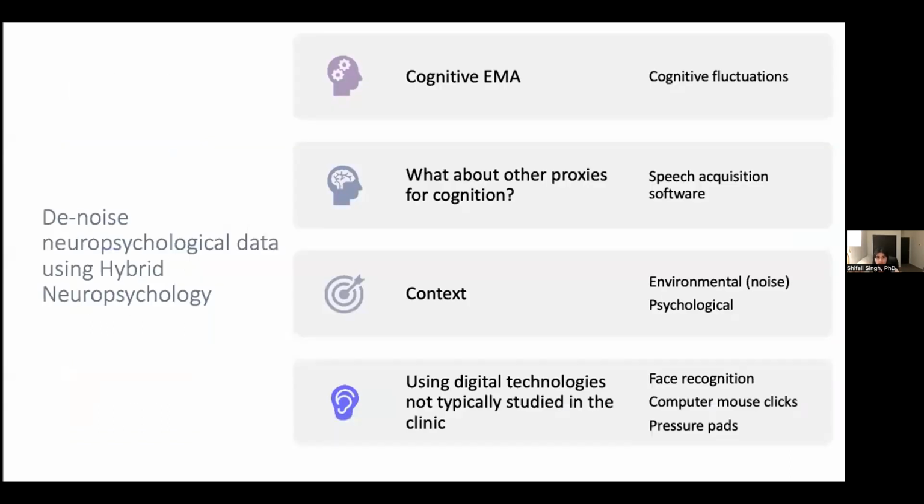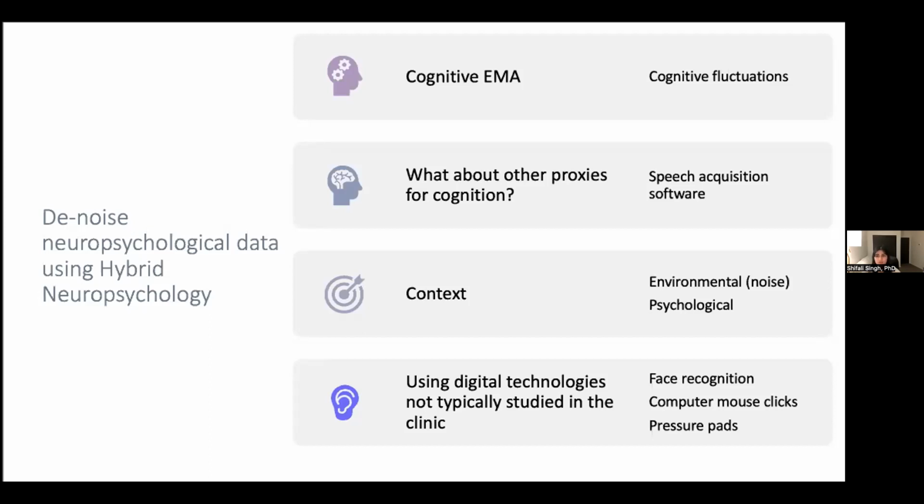Through all of these methods, we can help what I call denoise neuropsychological data. And we can do that by using cognitive EMA. We can do it by looking at proxies of cognition. So I don't think our tests are the only way to measure cognition. We can use something like changes in speech, which has been shown to predict the transition rate between MCI and Alzheimer's disease. We could look at context, like environmental. How noisy is it in a person's everyday environment? What does their psychological state say about their cognition?